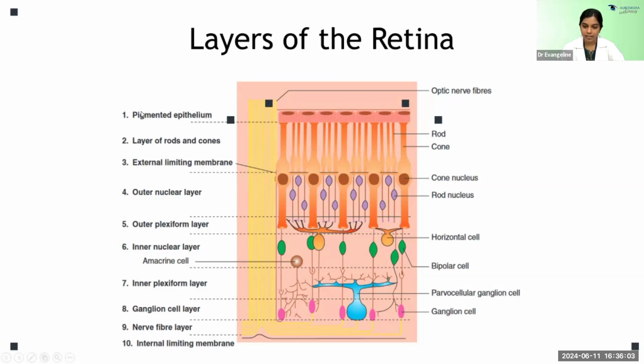Now we can broadly divide the 10 layers into two regions. That is, the outer region is formed by the retinal pigment epithelium, and the inner 9 layers are going to constitute the neurosensory retina, which is responsible for the visual impulse. The retinal pigment epithelium, which is the outermost, has a few metabolic functions of its own. There's one more point I want you all to remember. The axons of the ganglion cell layer form the optic nerve.